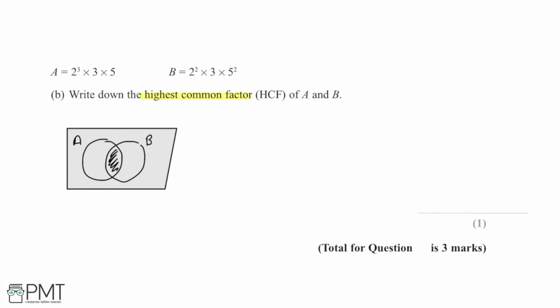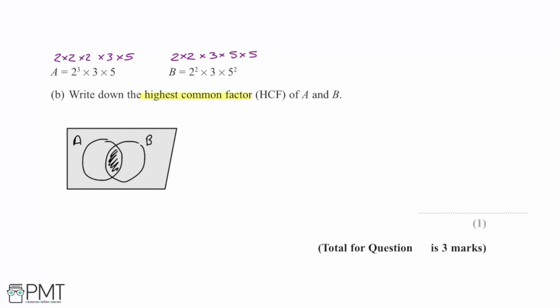So in this sense, I could draw out the Venn diagram, or I could just look at which prime factors A and B have in common. So A has 2 to the power of 3, so that's basically the same as taking 2 multiplied by 2 multiplied by 2, multiplied by 3 multiplied by 5 is the prime factorisation of A. Similarly for B, we have 2 squared, so 2 multiplied by 2, that's multiplied by 3, multiplied by 5 squared, so 5 multiplied by 5.